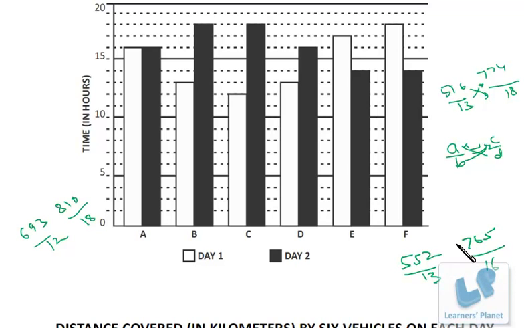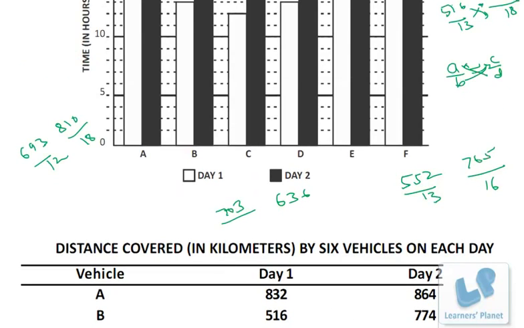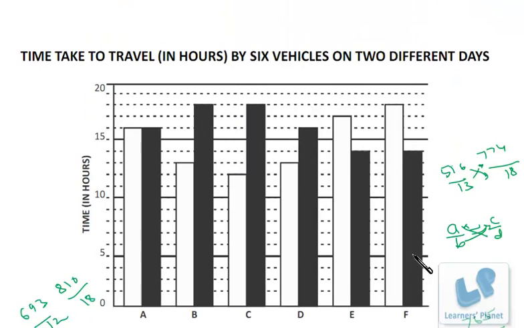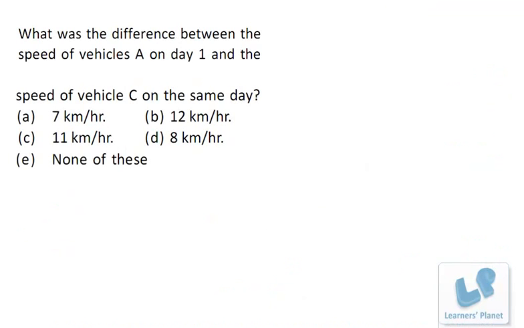Now we are left with just F. F is 703 and 636. And here we can see the time, that is 18 and this is 14, right? So this by 18, this by 14. These two data are closer, but these are quite far from each other, and the unit digit is also not matching. This is 2 and this is 8, right? So none of them is correct. So without multiplication you can say. I hope you are getting me. So the answer to the previous problem is none of these, right?